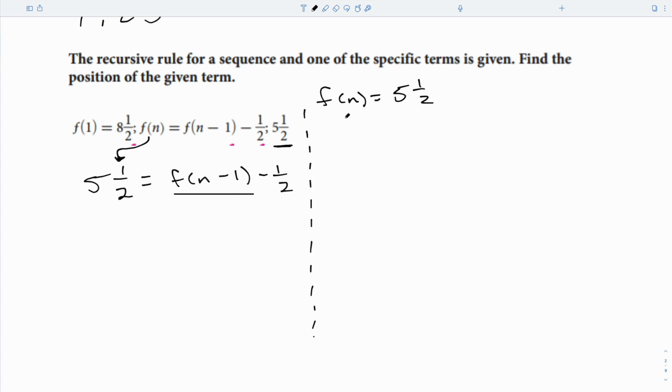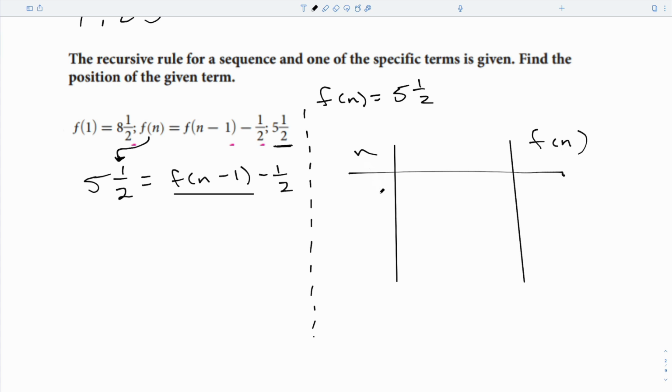When you have a recursive rule, these are the most annoying because you actually have to make a table every time. And here's why. You need to roll along starting with f of 1. And you need to figure out, when you have f of 1, that's, they say 8.5. So when the n is 1, you get 8 and 1/2. Well, what happens when you plug in 8 and 1/2 into your function? N minus 1 minus 1/2. Well, the second one, place 8.5 in for your previous and subtract it by 1/2.